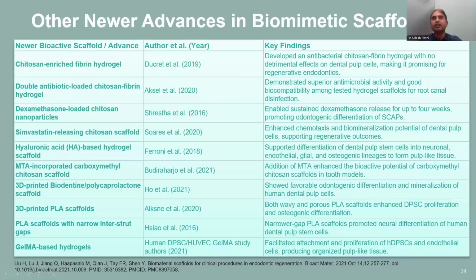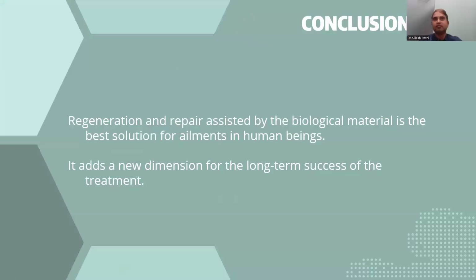These are the other advancements in biomimetic scaffolds. Nowadays we have 3D printed PLA scaffolds, with which we can home the cells, that is, we extract the cells and we place the cells in the matrix so that they can be transported or deposited in the particular area of interest. So these strategies have promising results, and in the near future you will see that they are used extensively. To conclude, regeneration and repair assisted by biological material is the best solution for ailments in human beings. It adds a new dimension for the long-term success of the treatment.